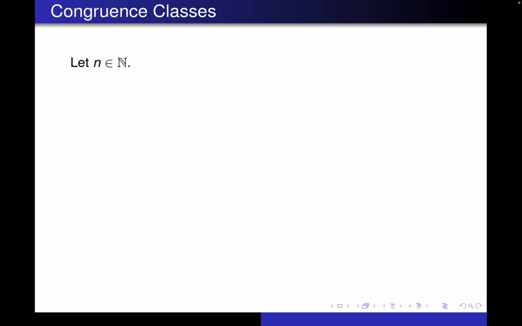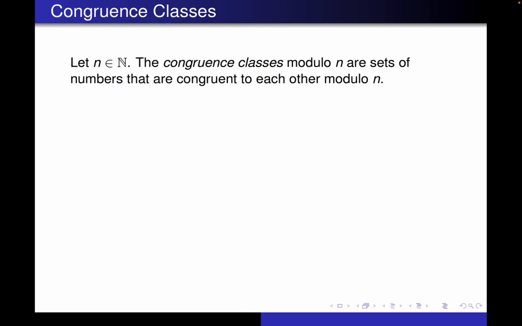All right, so let n be a natural number. The congruence classes modulo n are the sets of numbers that are congruent to each other modulo n, right? They're the elements of the same team, and same team meaning they're congruent mod n. And of course, we define them more precisely in this way.